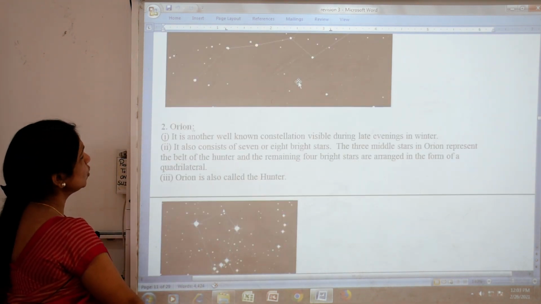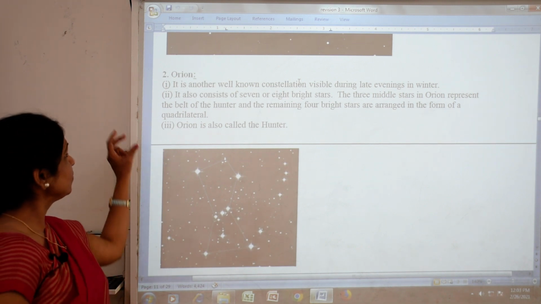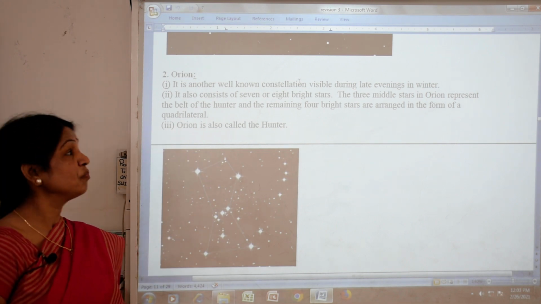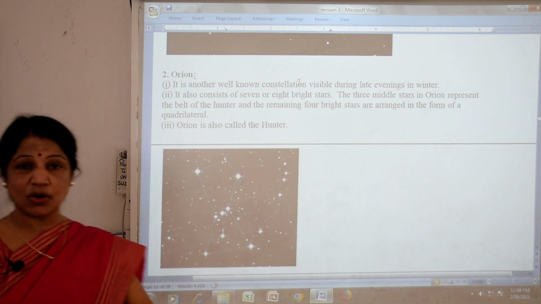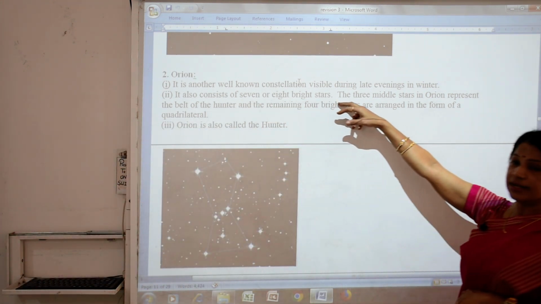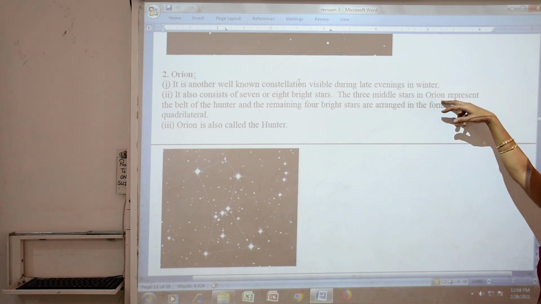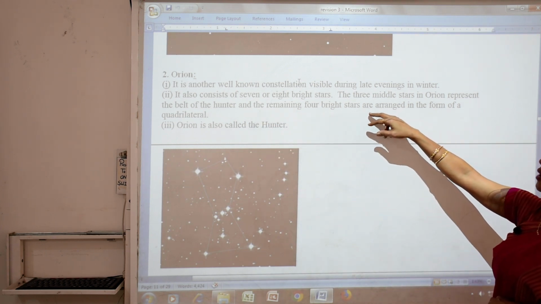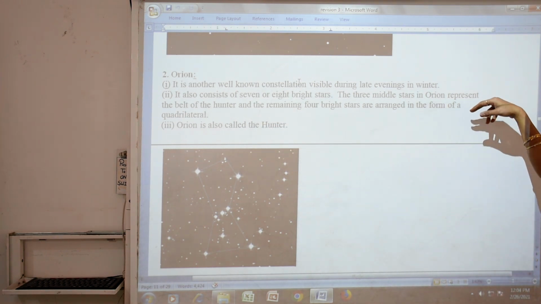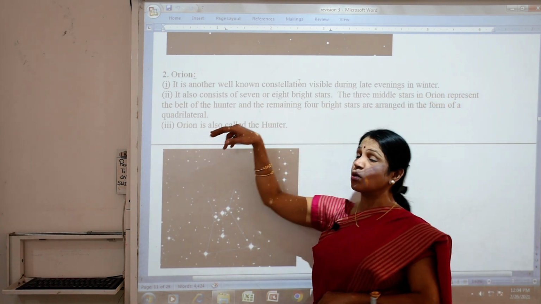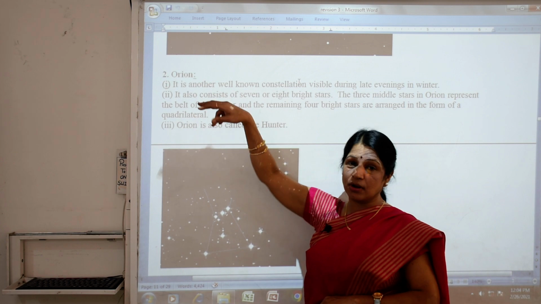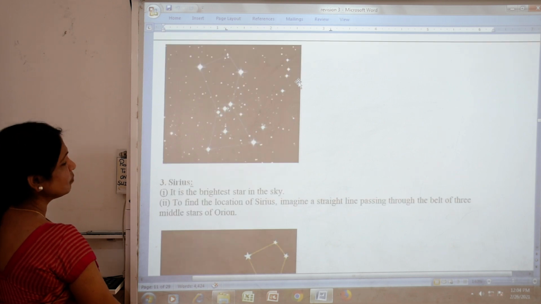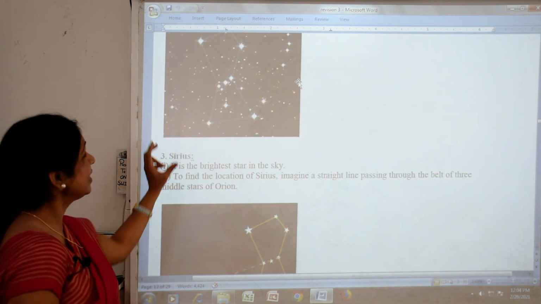Now further we are going to see the Orion. What is the Orion? It is another well-known constellation, visible during the late evening in the winter. It also consists of 7 or 8 bright stars, and the 3 middle stars in the Orion represent the belt of the hunter, and the remaining 4 bright stars are arranged in the form of a quadrilateral. Orion is also called the hunter, and many students know another form of the Orion. They like the Orion biscuits also. So by that you can learn it.